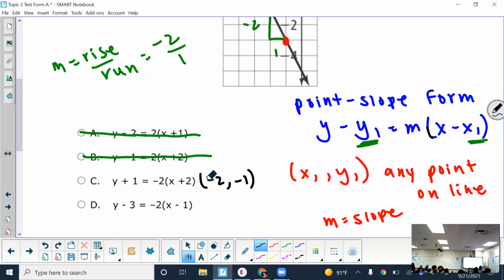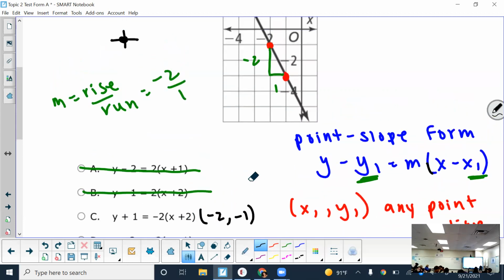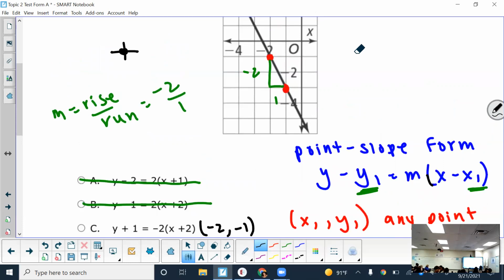All right, it's because in point slope form, the signs always change, right? Because of this minus. So if you plug in a negative, you end up getting a double negative. That's why they end up as plus in the formula. Now, is the point -2, -1 on our graph? So here's x is -2, here's where y is -1. Yes, it's on that line. So that's why our answer is C.